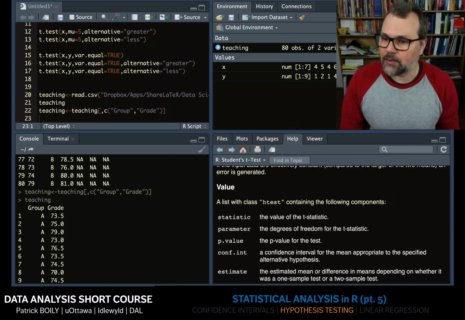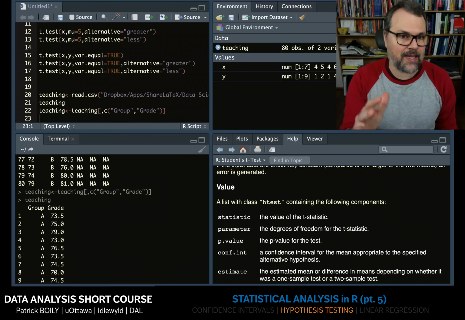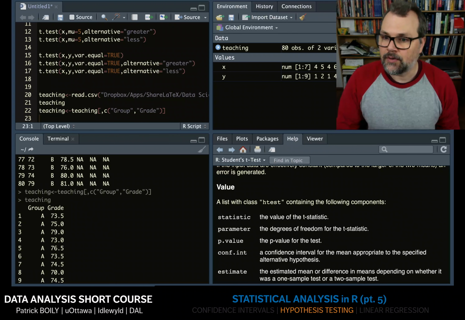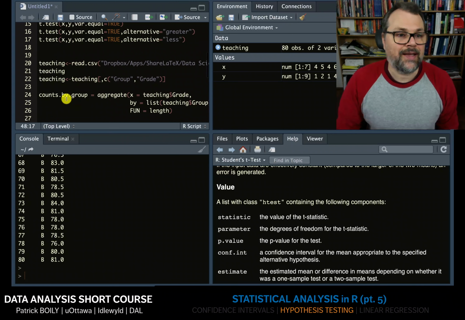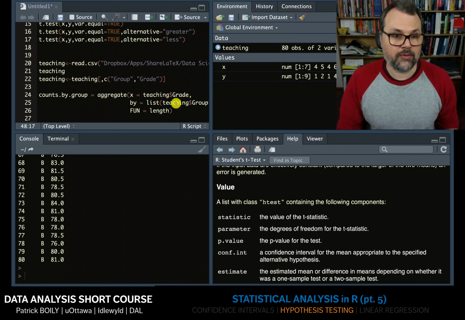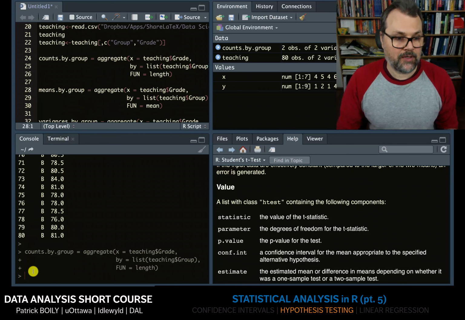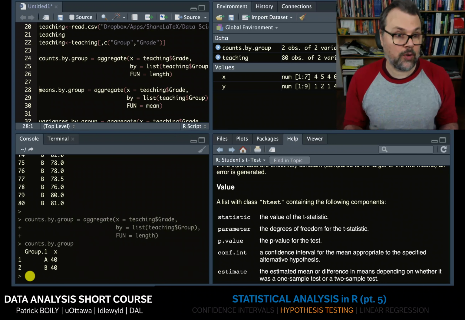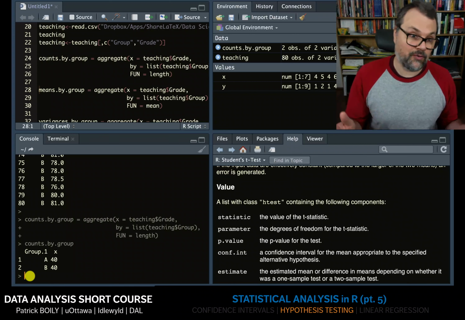You can summarize the results. First of all, what we need is a table that gives us the sample mean and the sample variance for each of the groups together with the sample size. So there's a little bit of code here that will do this. So we'll start by counting by group. We'll aggregate the teaching grade by the teaching group, with the function here being length. What do we have? We have an output of how many observations show up in each assigned group. That's 40 in each group.